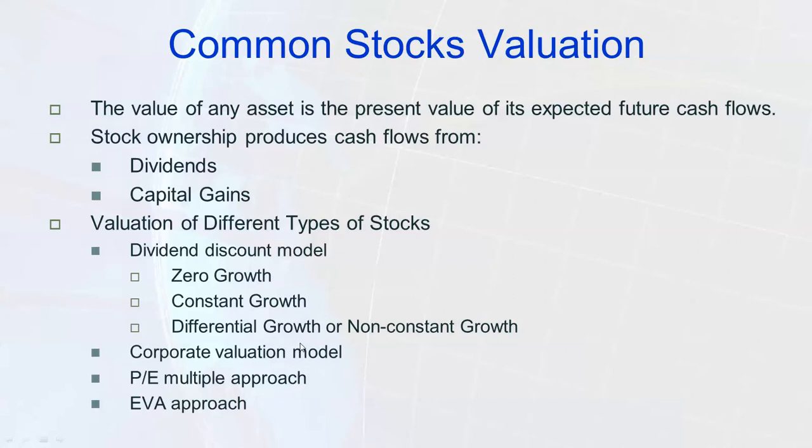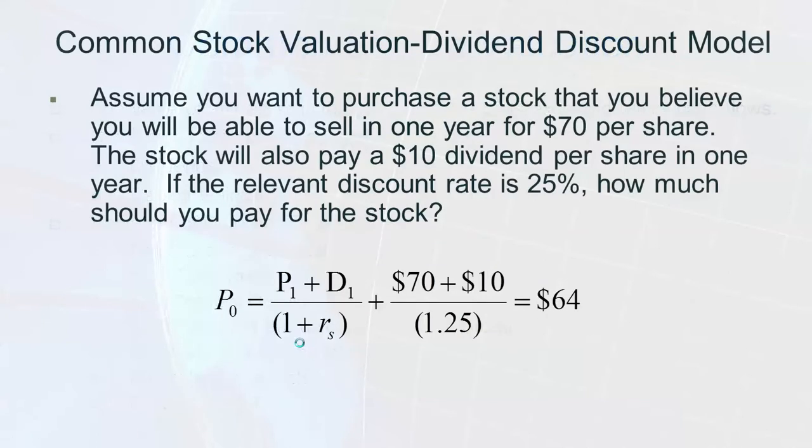Okay, so common stock value, using the dividend discount model, is basically you're going to discount all the future cash flows, which are dividends, and the expected price you're going to get at a certain time in the future. Okay, so you discount those cash flows and find the stock price.